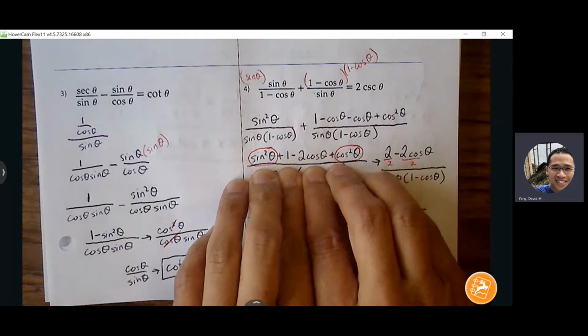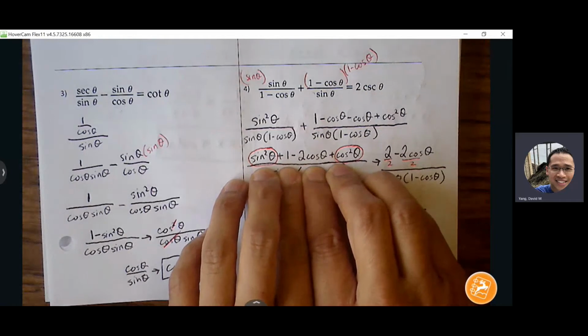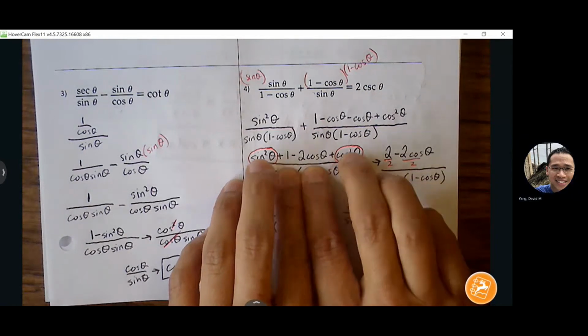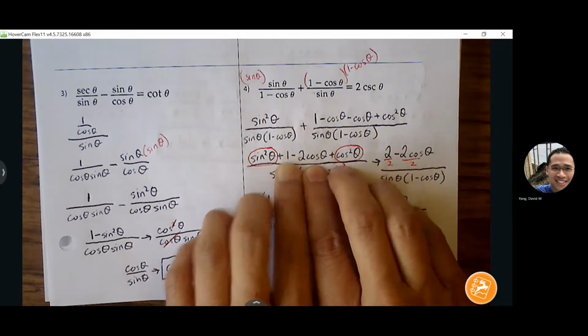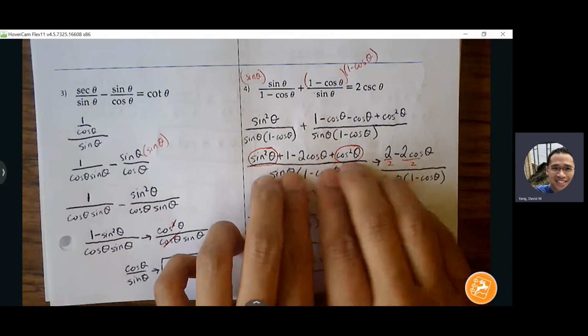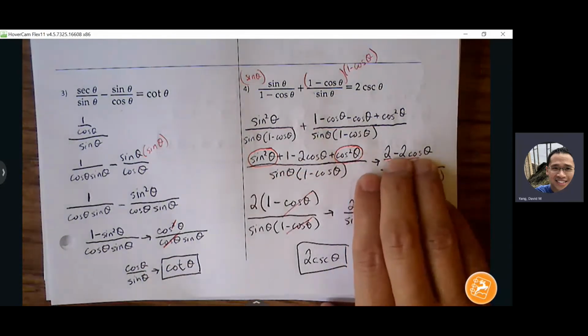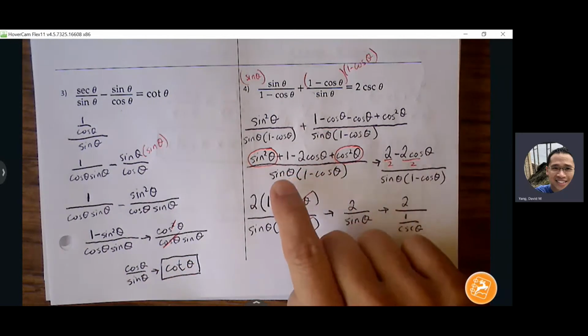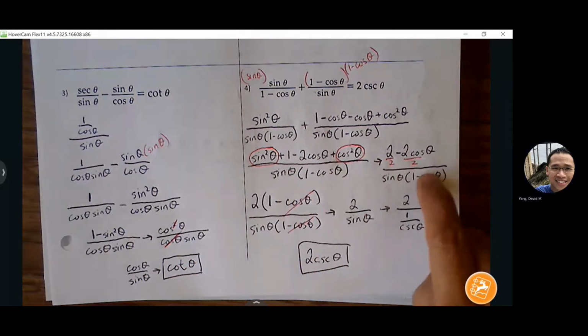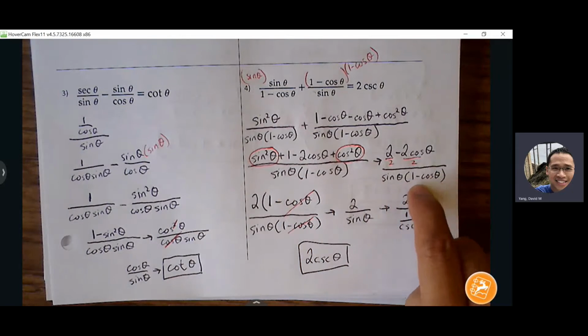And now I'm looking for any other ways to clean this up. I see an identity that I can apply. Sine squared plus cosine squared is 1. There's another 1 here, so 1 plus 1 is 2. So I'm left with 2 minus 2 cosine theta. And I am not distributing the sign through because I'm waiting to see if there's anything that I can do with this.